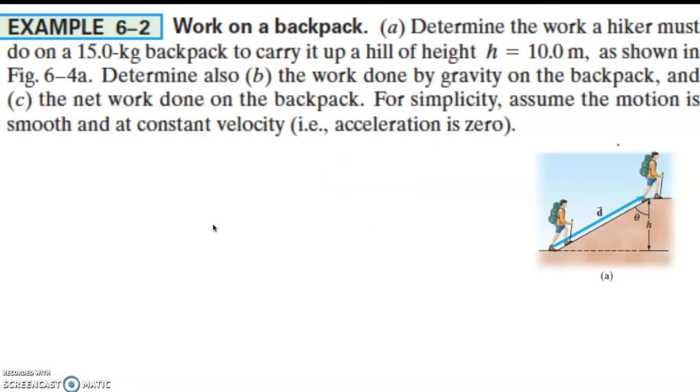Work done on a backpack. We want to determine A, the work a hiker must do on a 15-kilogram backpack to carry it up a hill of height 10 meters, as shown in the diagram. We also want to determine B, the work done by gravity on the backpack, and then C, the net work done on the backpack. So we're going to assume the motion is smooth and at a constant velocity, so there's going to be no acceleration to find this net work.